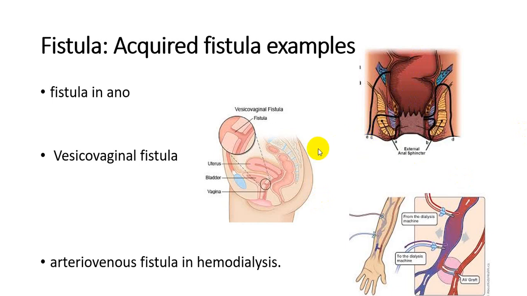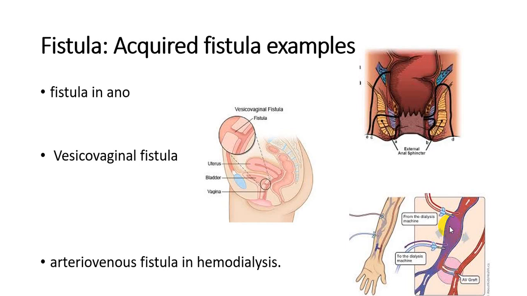Another example, the vesicovaginal fistula, which could result after surgery in the pelvic region or as a result of malignant changes in the urinary bladder or in the vagina. Another type, the arteriovenous fistula, which is used in hemodialysis patients. The surgeon connects a branch from the radial artery to the cephalic vein or basilic vein in order to increase the blood flow through the artery.